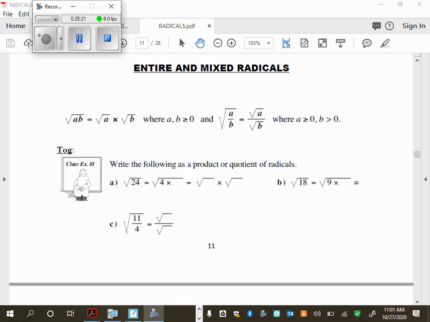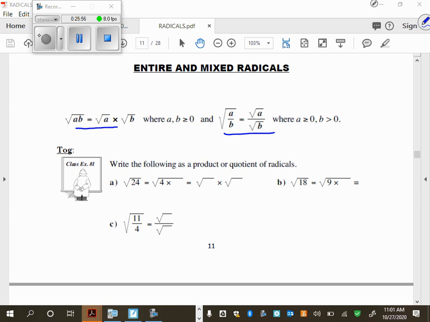Entire mixed radicals, page 11. This is the meat and potatoes of the radical unit. If you know how to do this, you know how to add, subtract, multiply, and divide radicals, and you'll be ready for grade 11. Again, there's mumbo jumbo here, but this is just saying you can multiply and divide radicals together, and this is introducing what's coming up.